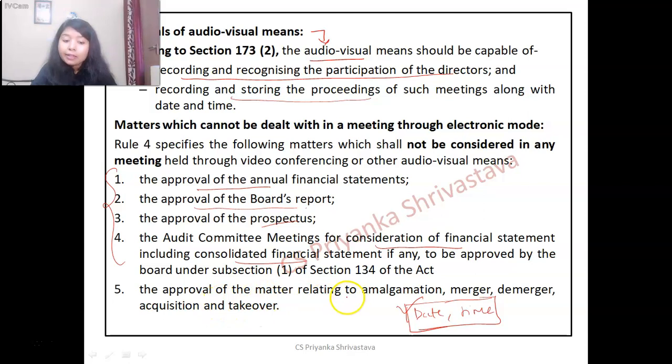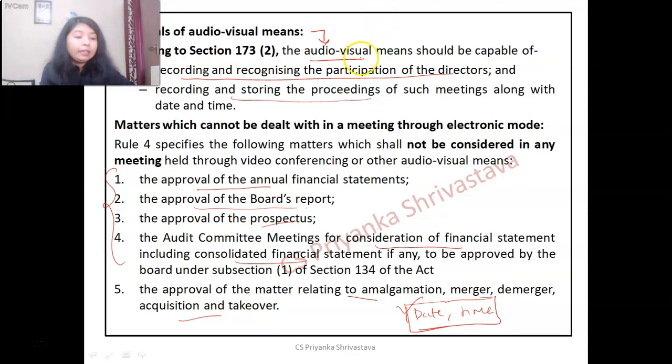Okay, approval of the matter related to amalgamation, merger, demerger, acquisition and takeover. So for all these decisions it is advisable for the directors to come in person, not through video conferencing or other audiovisual means. But if the quorum is present, and we are going to see what quorum is in coming slides, then the directors who are beyond that quorum can attend the meeting through electronic mode, through video conferencing or through audiovisual means.